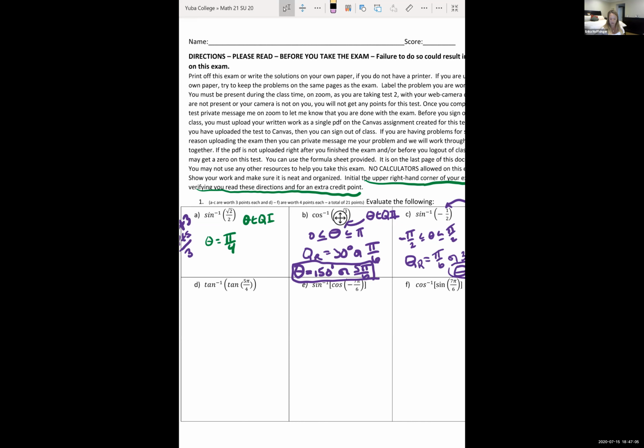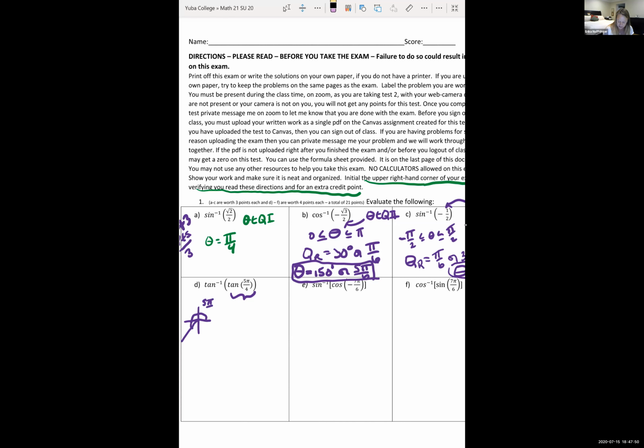I only looked at 2 exams. Tan inverse of tan, normally that undoes each other, but we have to be careful if this angle is not in our range. So 5 pi 4 is not in the range, and so we have to first rewrite this. You could have done some side work on here. So if we rotated 5 pi 4, well, this is 1 pi plus another pi over 4, which is 5 pi 4.